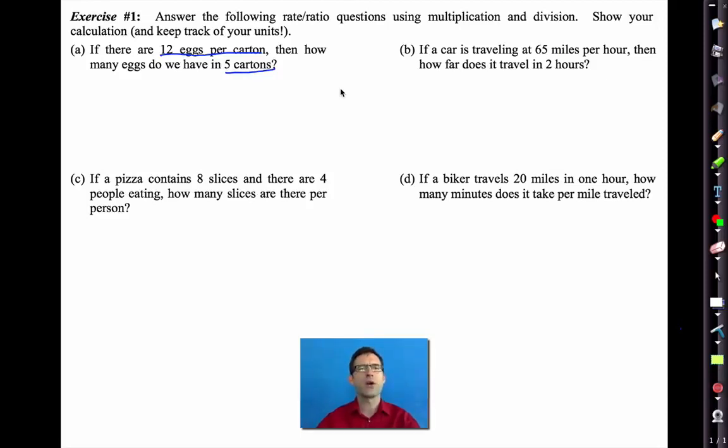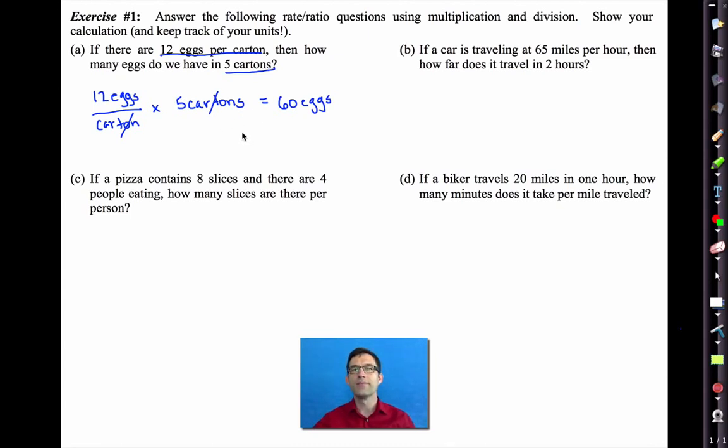So 12 eggs per carton, how many do we have in 5 cartons? That's going to be multiplication, right? So we have 12 eggs in every carton. This is the way that we would write that, hopefully a little more neatly, times 5 cartons. Notice we can kind of think of something in the denominator and something in the numerator as canceling out, and that will leave us with 60 eggs. We'll look a lot more at units as the course goes on.